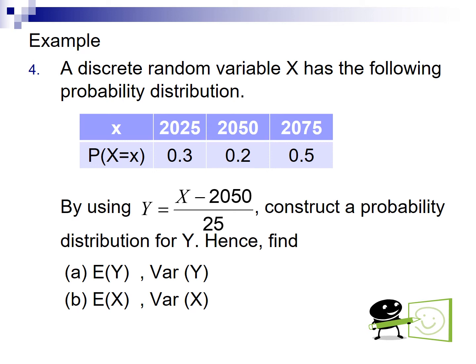So you need to construct a new probability distribution in terms of Y. So from there, you can find the expected value of Y, the variance of Y, and find the expected value of X and the variance of X.